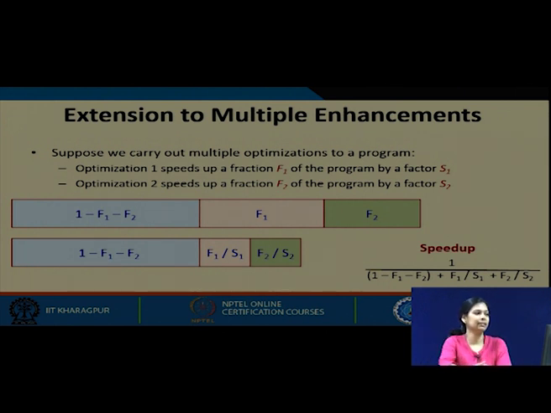Now, let us see this extension of Amdahl's law to multiple enhancements. By multiple enhancements, what we mean is that earlier we had a total portion, out of which one part we were improving and the other part remained the same. Now, let us say in a computation we have an IO bound job, a CPU bound job, and some other kinds of jobs as well. And now we are making improvements on these parts.